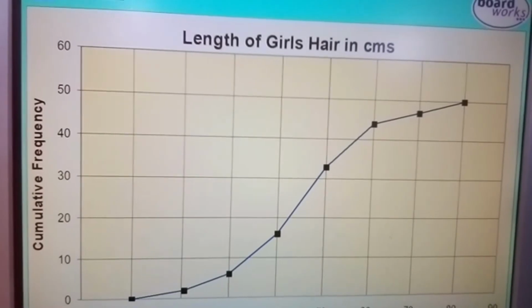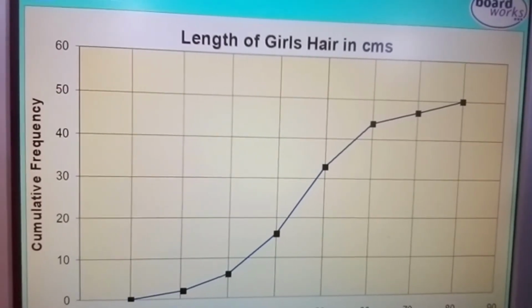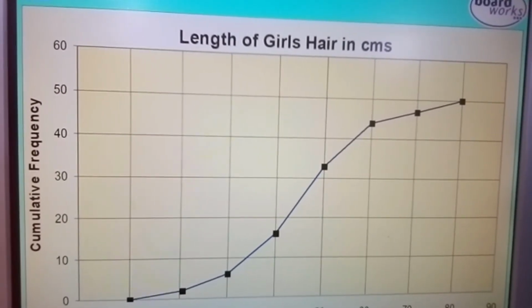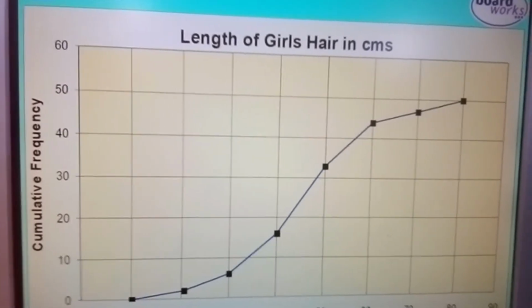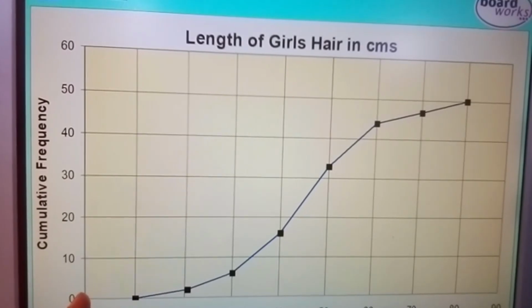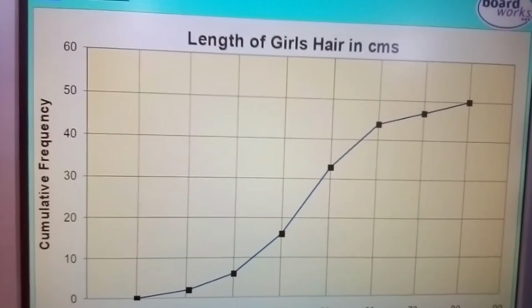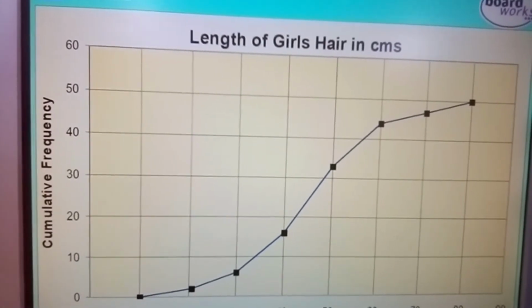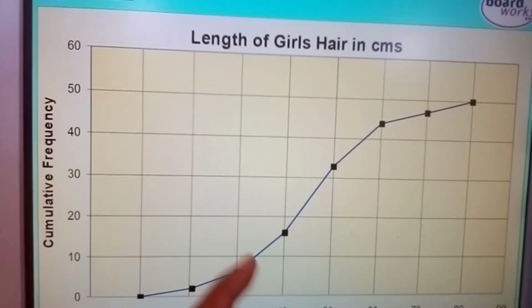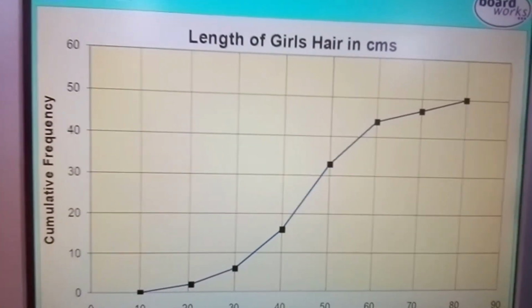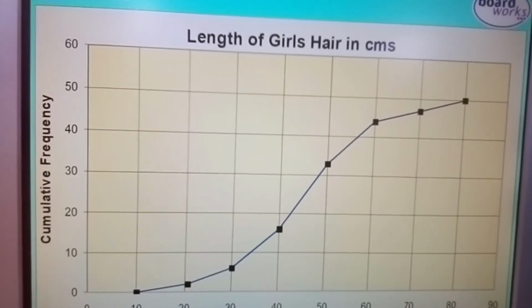Length of girls' hair here in centimeters. So you can see here that approximately we could say about 7 girls may have had their hair at 30 centimeters. You can see here that about 15, 18 girls might have had their hair at 40 centimeters. So that's what we're looking at. Let's see what else we can tell you.